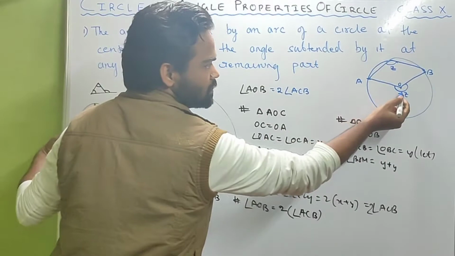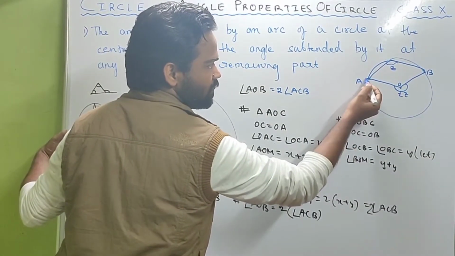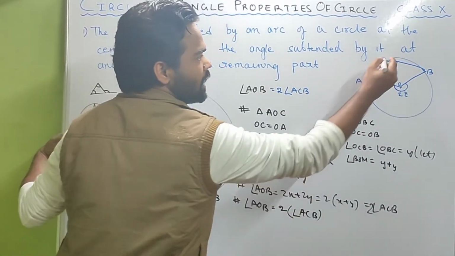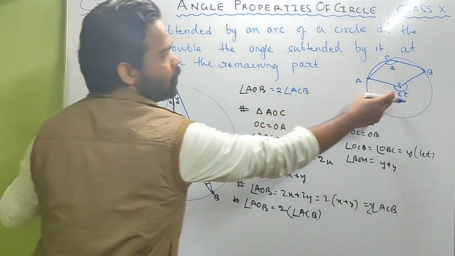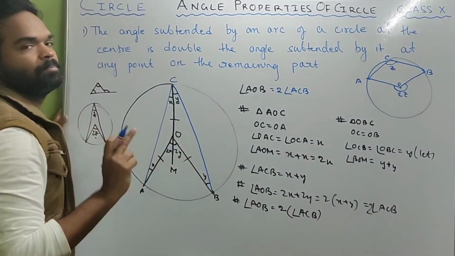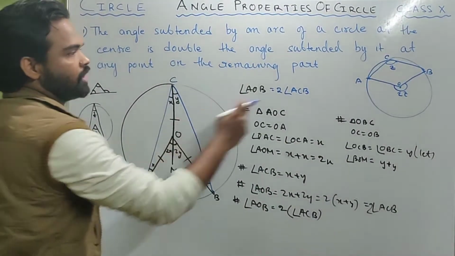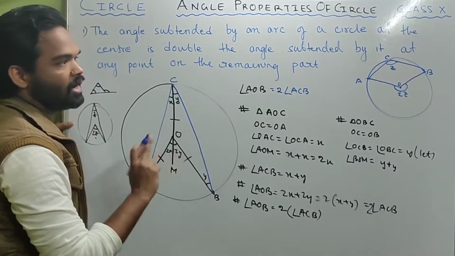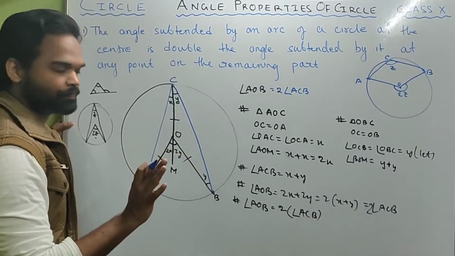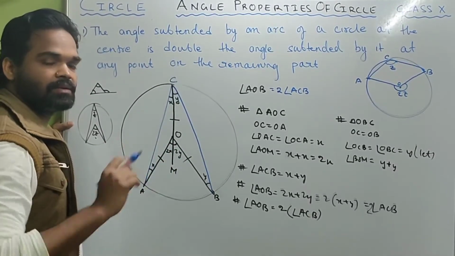Angle at the center in this case will be reflex AOB, and angle at the circumference is ACB. So AOB will be twice of ACB. Clear? These two diagrams are the same, just the A and B points are at different places. Okay. Now look at the next theorem.